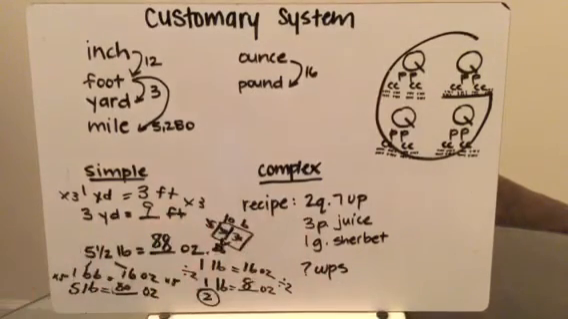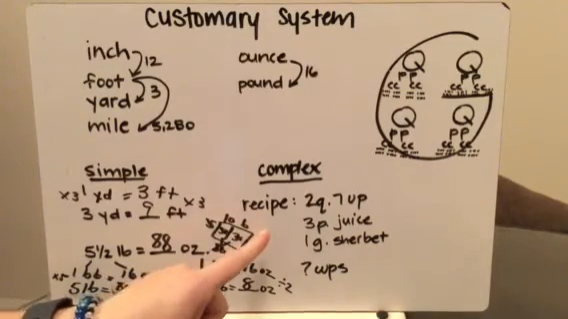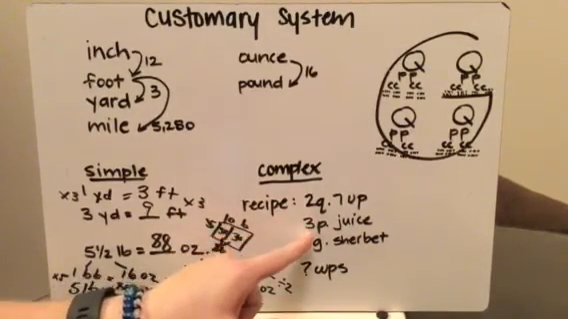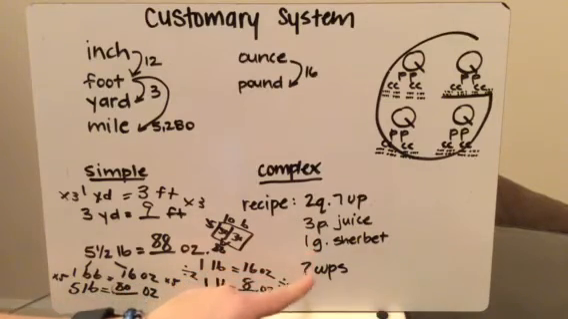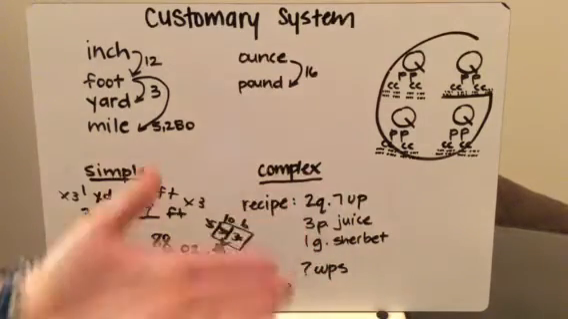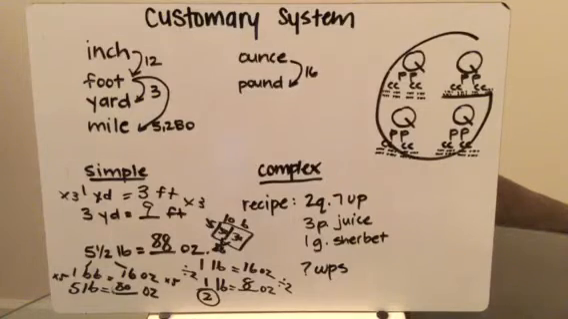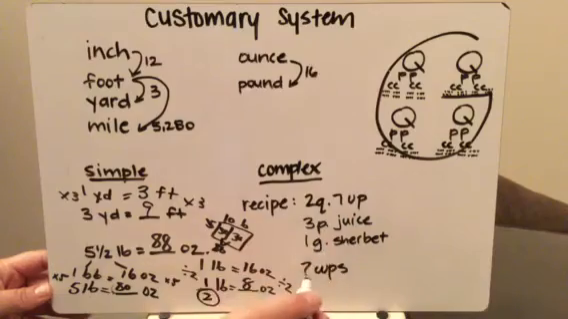All right, now let's look at a little bit more of a complex question here. So here, there's a recipe. It's 2 quarts of 7-Up, 3 pints of juice, and 1 gallon of sherbet. And they're asking, how many total cups do I need? Maybe you only have a measuring cup, and so you got to be able to convert that. Well, all of these need to be converted to cups.